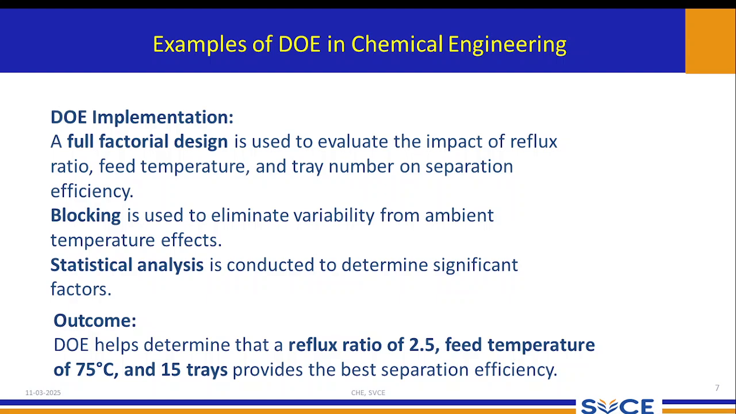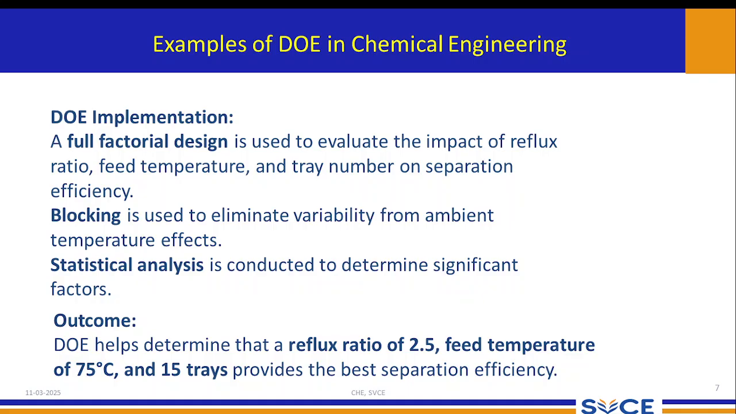Sorry. So the statistical analysis is conducted to determine the significant factors. Which one is significant, whether it is a single factor or a combination of A and B? We have three factors here: A, B, and C. A is reflux ratio, B is the feed temperature, and C is the tray number. So what is the effect of these variables?